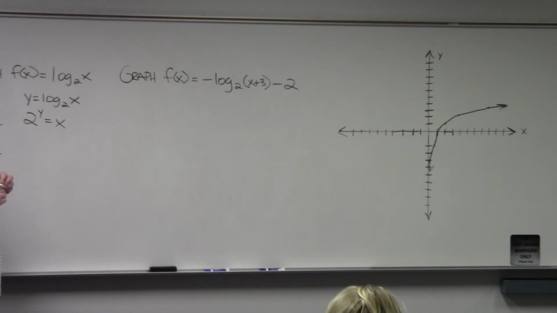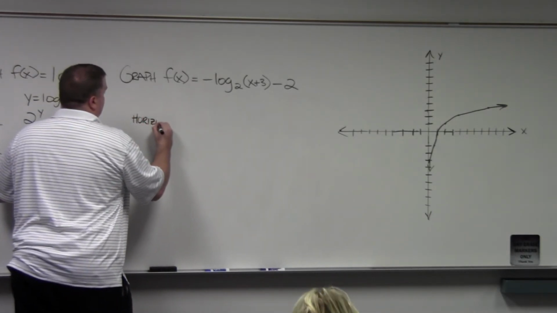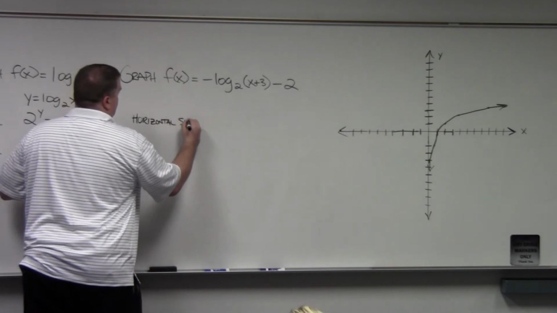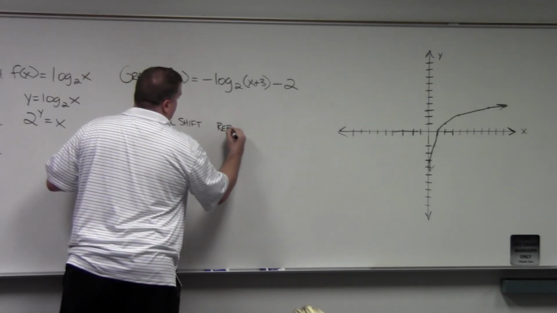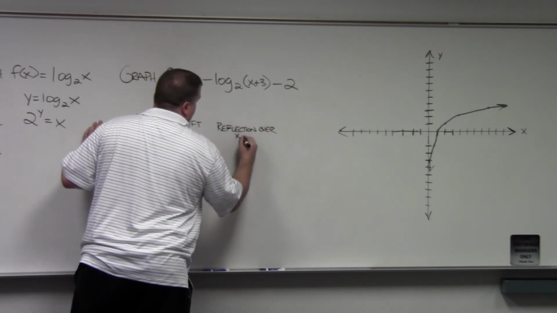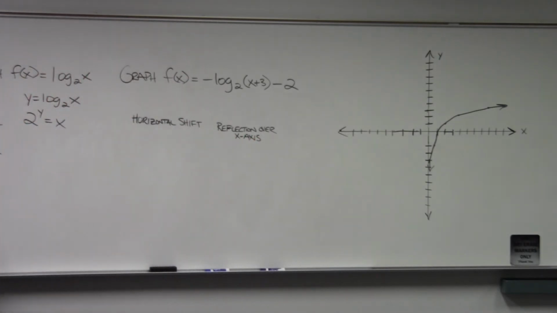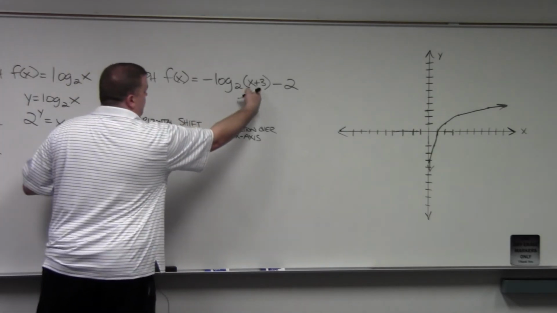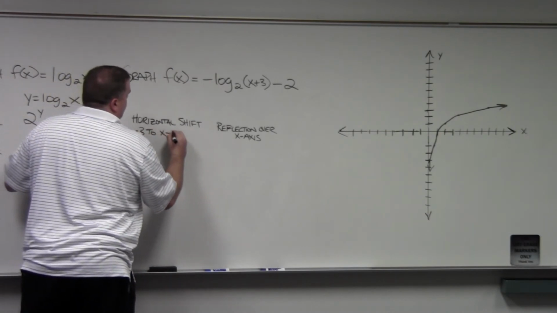So what kind of transformations are going on with this one? There's vertical and horizontal shifts. I agree with that. Horizontal shifts. Yes. Reflection over the x-axis. What's the horizontal shift? Left 3. We have a positive 3 in with the x. So it's negative 3 to our x values.